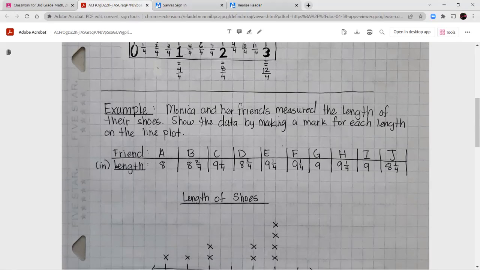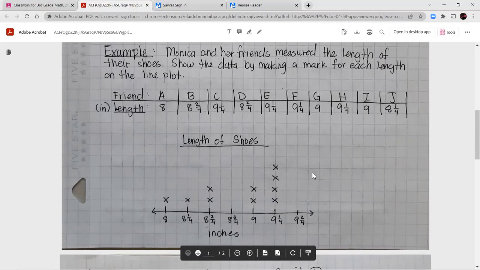Now for our first example, it says Monica and her friends measured the length of their shoes. Show the data by making a mark for each length on the line plot. So we labeled her friends, friend A, B, C, D, all the way up until J, and the length of each one of their shoes that they measured. Now taking a look at our data, it looks like the smallest number we have is 8, and the biggest number we have is about 9 1/4.